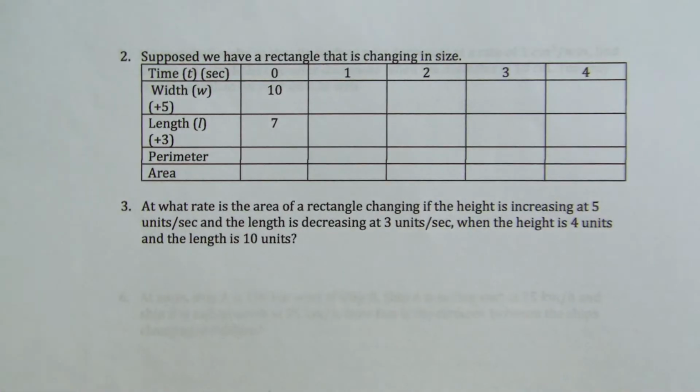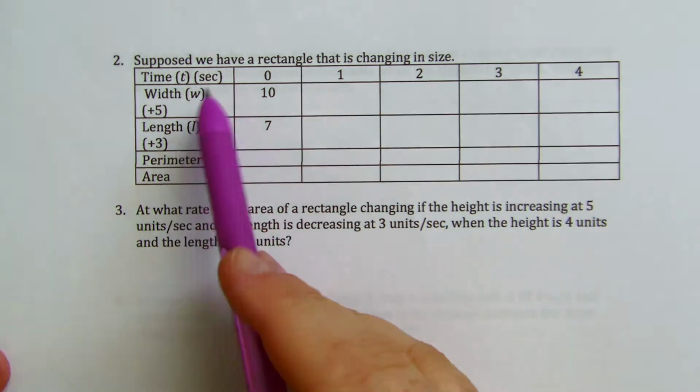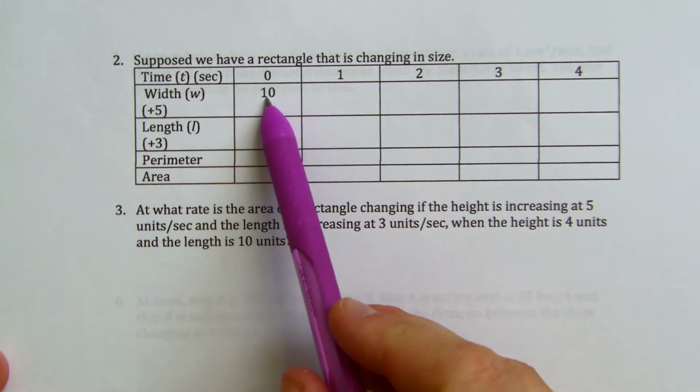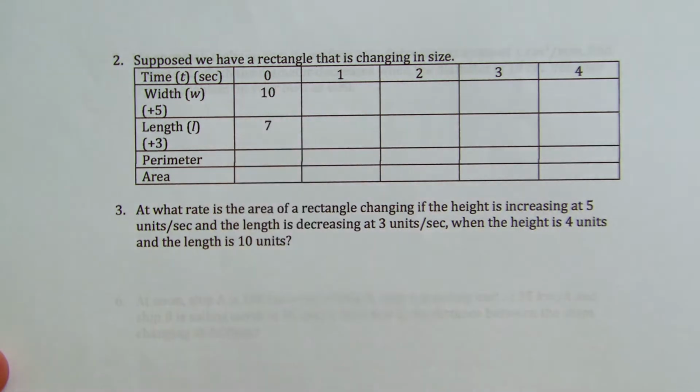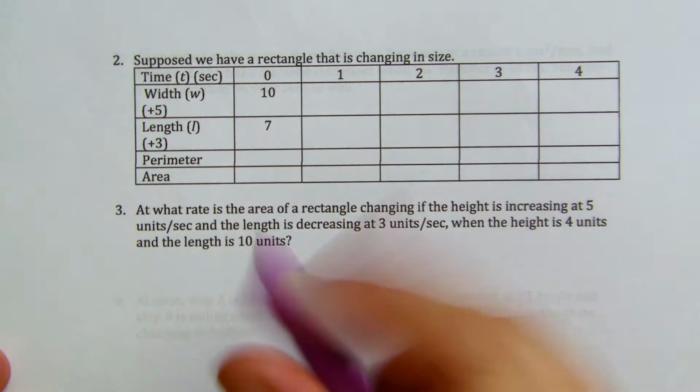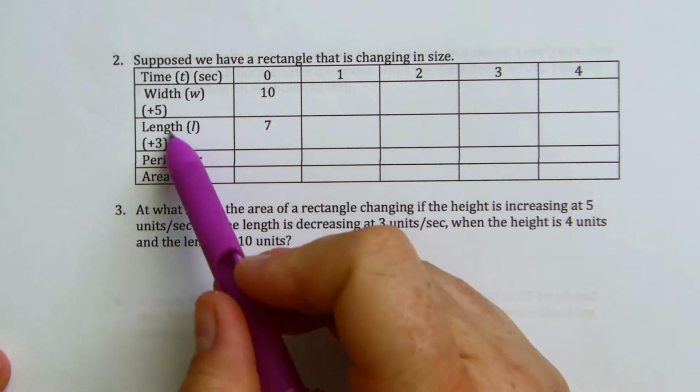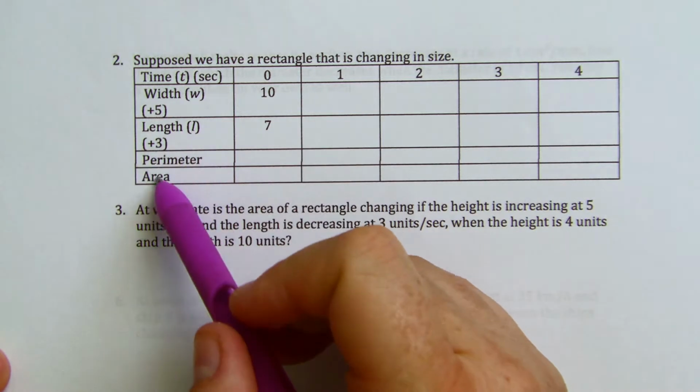In this problem, we have a rectangle that's changing in size. So it's changing as time is passing. When no time has passed, the rectangle is starting out with a width of 10 and a length of 7. And what we're saying here is that the width is going to be increasing by 5 each second, and the length is going to be increasing by 3.